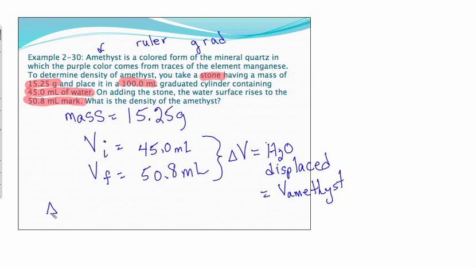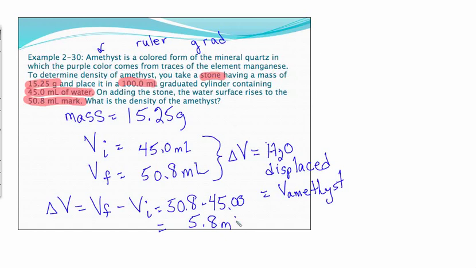All right, when we do a delta in chemistry, we've talked about this before, but we want to continually bring these back. It's always final minus initial. There's one exception that we'll come across this year and not till next semester. So we take 50.8 minus 45. Plus, it's illogical to have a negative volume for the amethyst. So that gives us a volume of 5.8 milliliters for our amethyst.